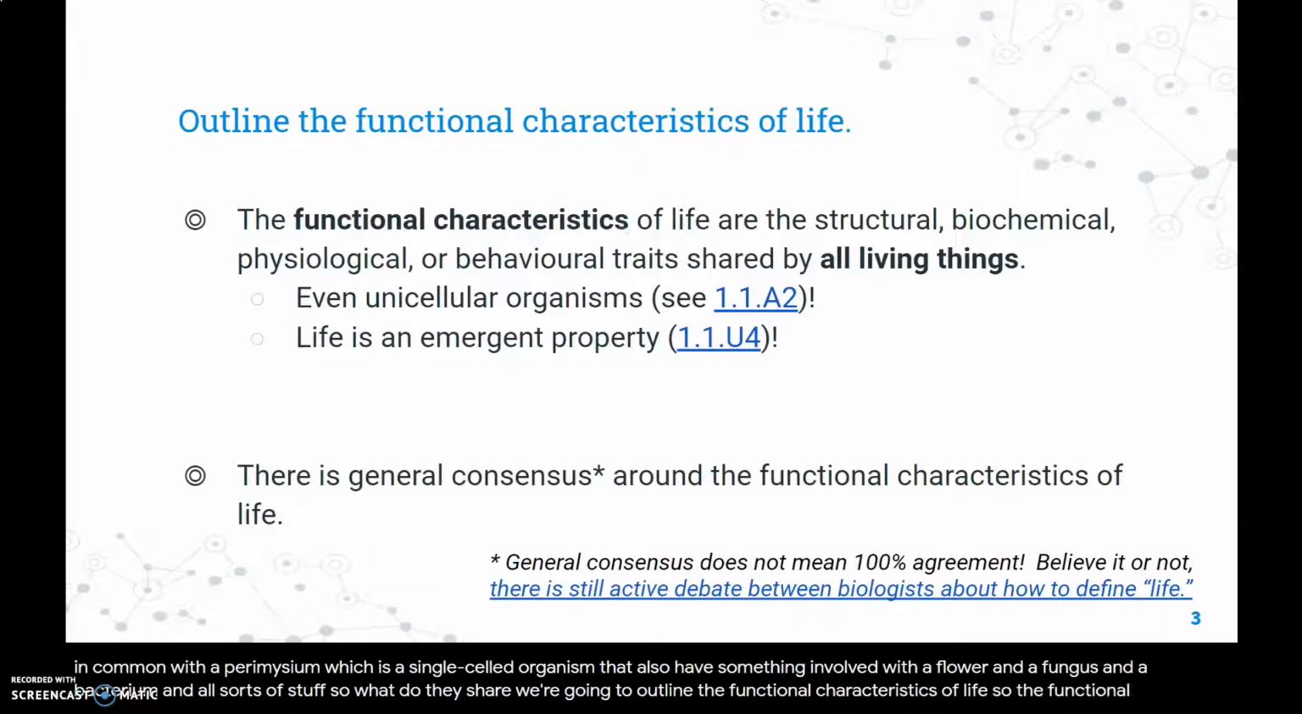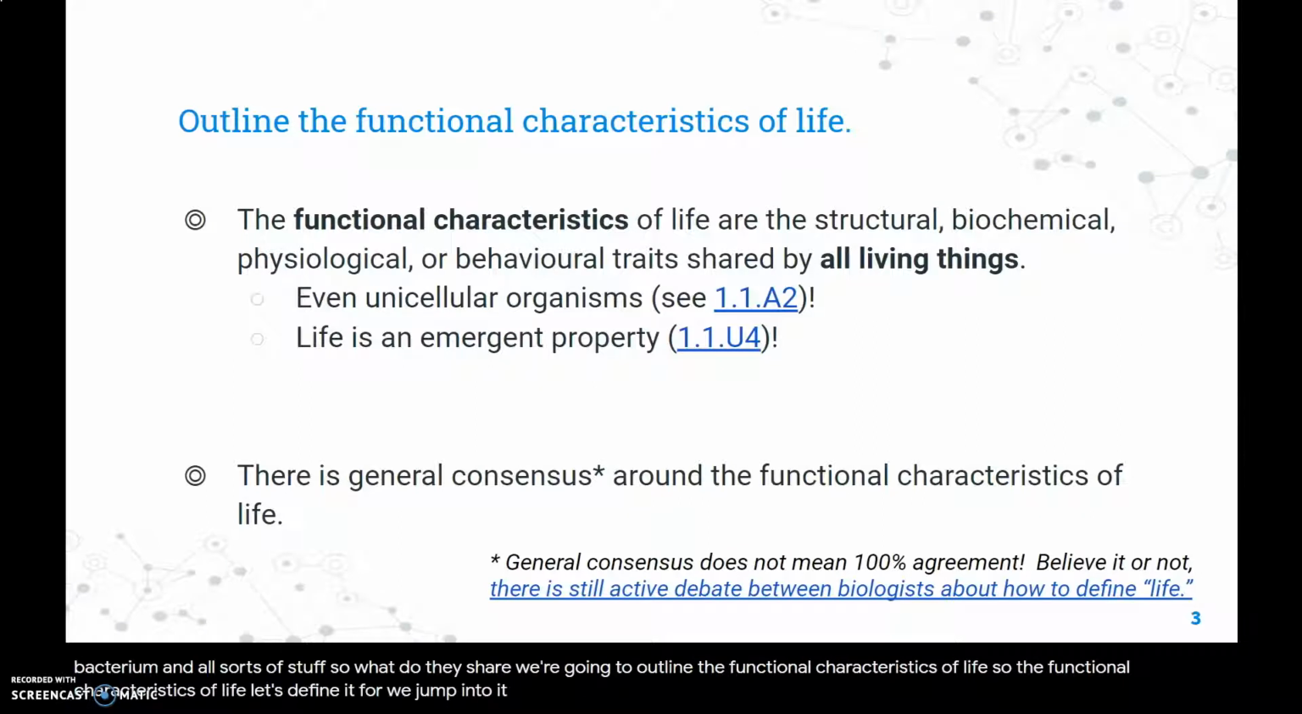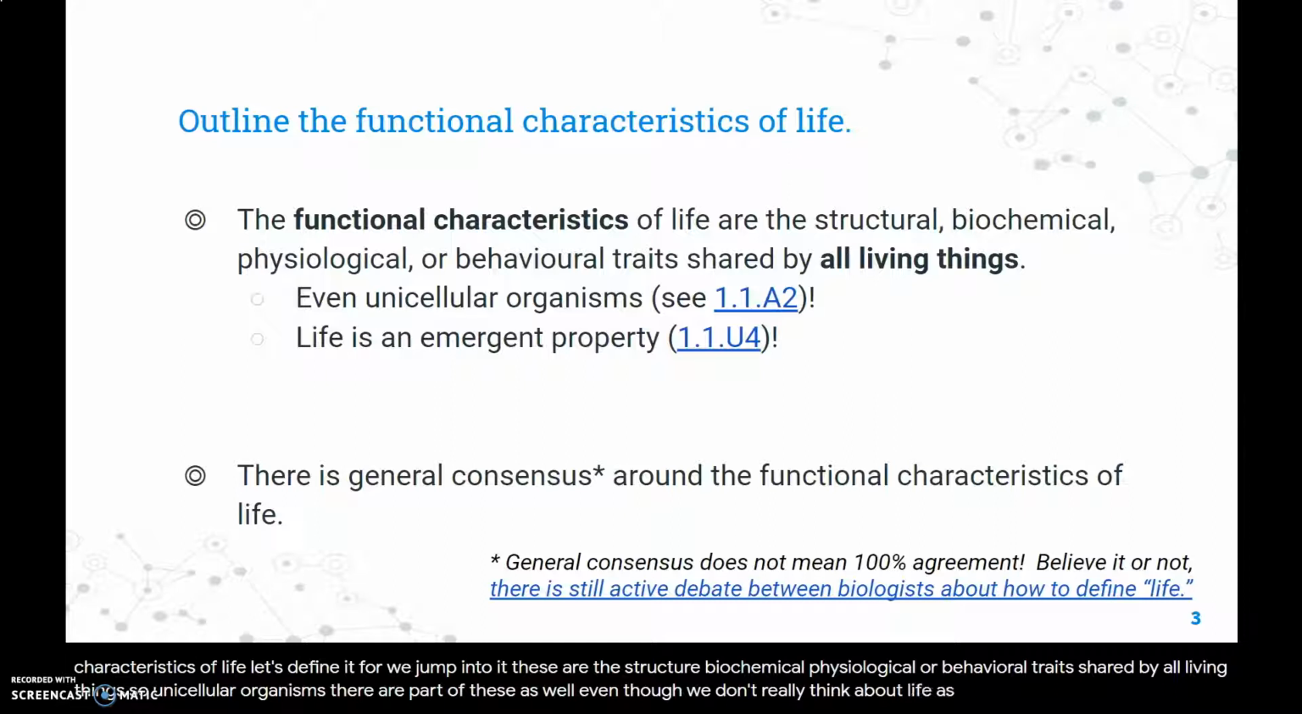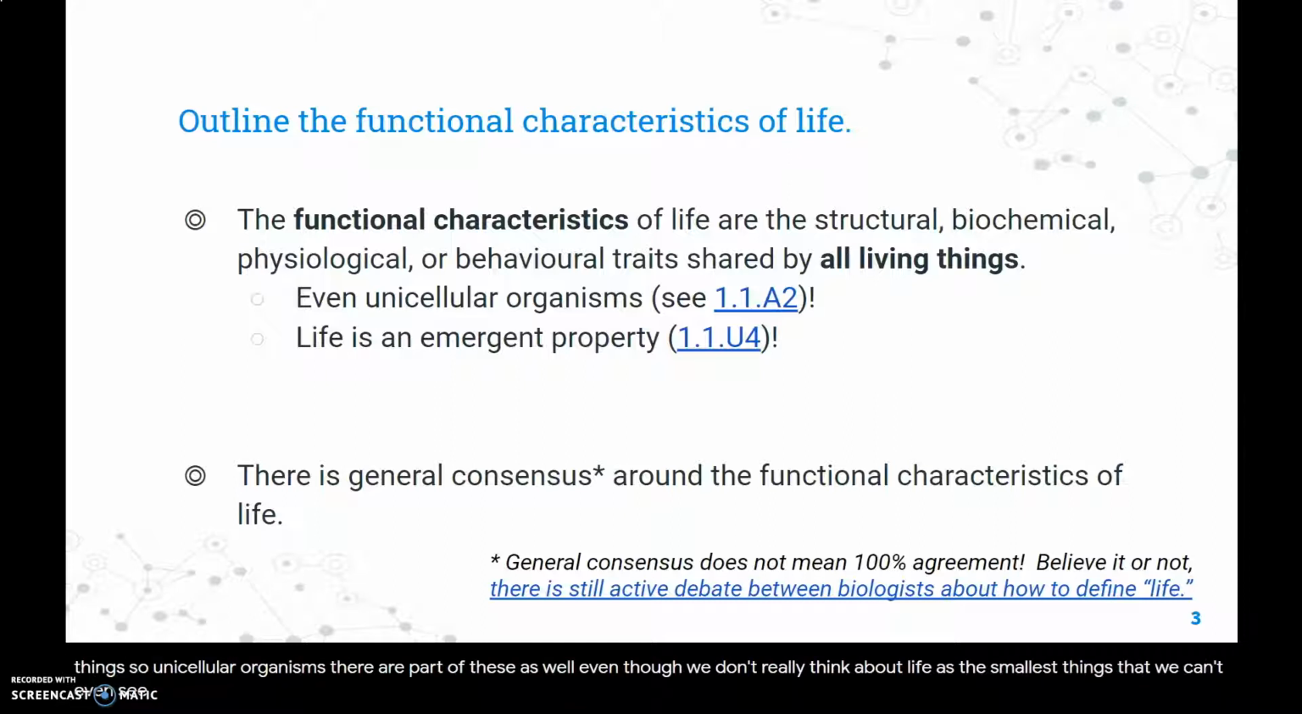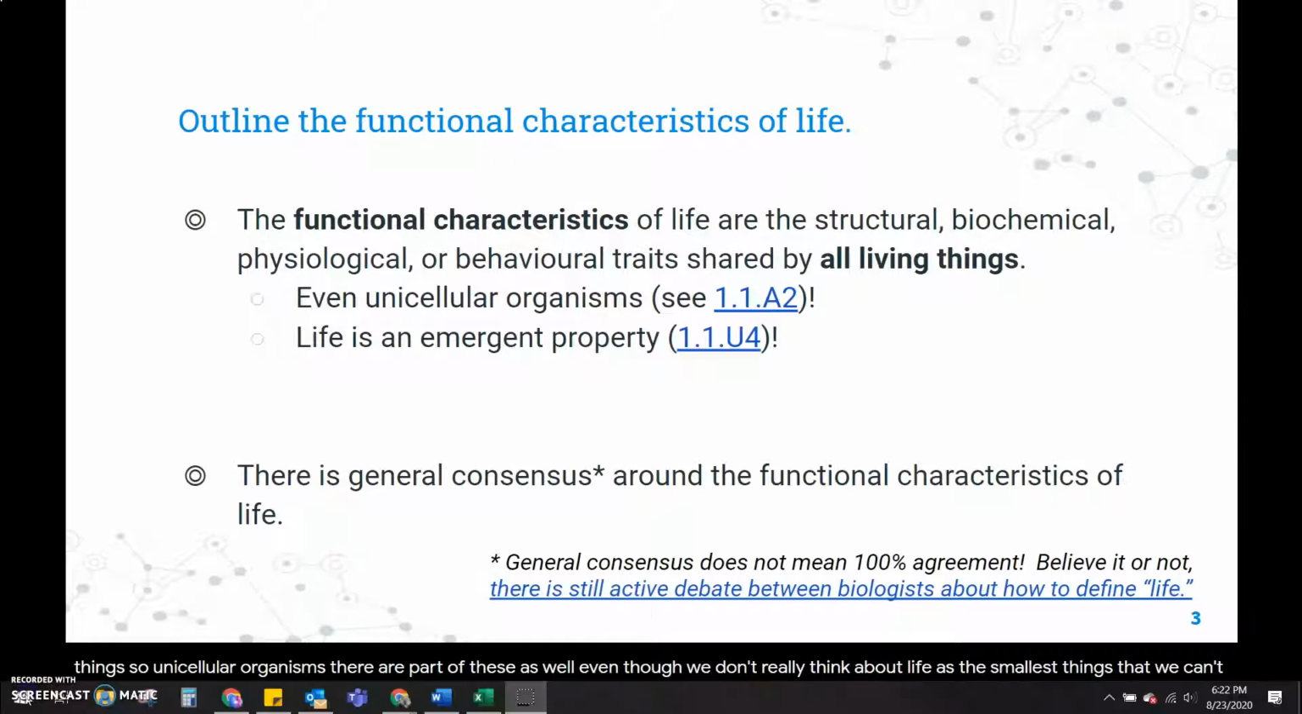So the functional characteristics of life, let's define it before we jump into it. These are the structural, biochemical, physiological, or behavioral traits shared by all living things. So unicellular organisms are a part of these as well, even though we don't really think about life as the smallest things that we can't even see. We're also going to talk about how life is an emergent property. So emergent property means that something is a characteristic that an entity gains when it becomes part of a bigger system. So basically, these help living organisms better adapt to their environments and increase their chances of survival.